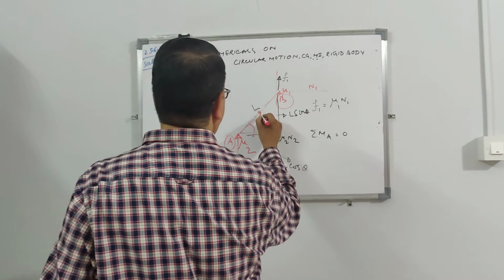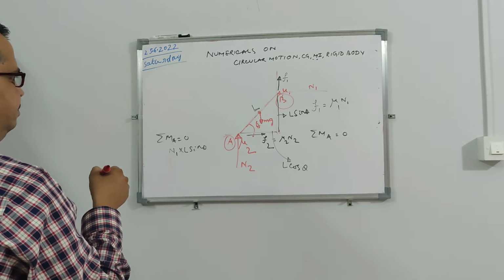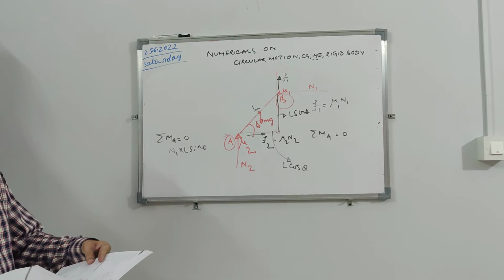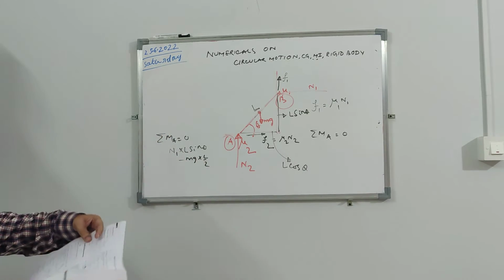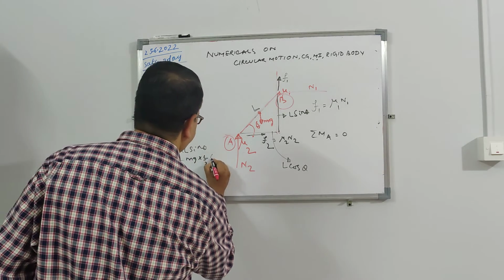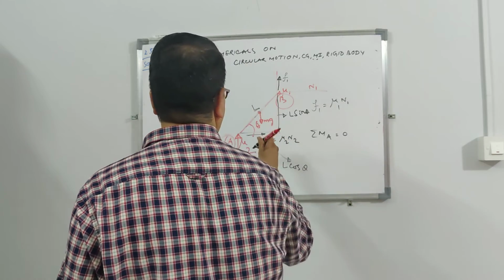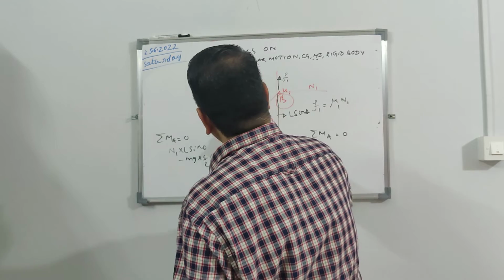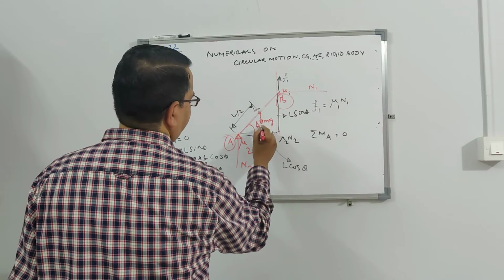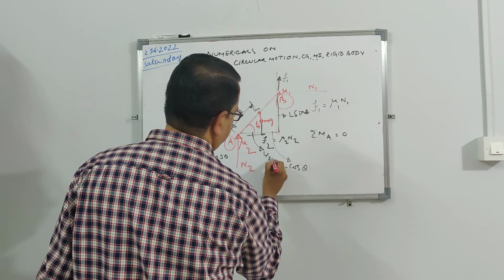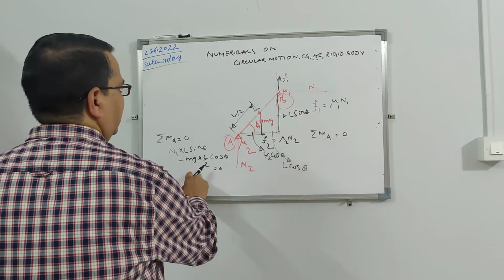So this mg will also cause a moment about this point. So N1 into L sin theta minus mg into L by 2 cos theta is equal to 0. mg will act here, and you know this value is L by 2, so this horizontal distance will become L by 2 cos theta. So about point A, mg will cause a moment with arm L by 2 cos theta.